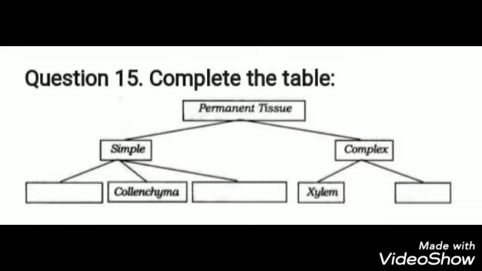The last question, that is question 15 of this exercise, is a table in which the permanent tissues are divided into two parts, simple and complex permanent tissues. We have to complete this table. So the simple permanent tissues are of three types: parenchyma, collenchyma and sclerenchyma, whereas complex permanent tissues is of two types, xylem and phloem.